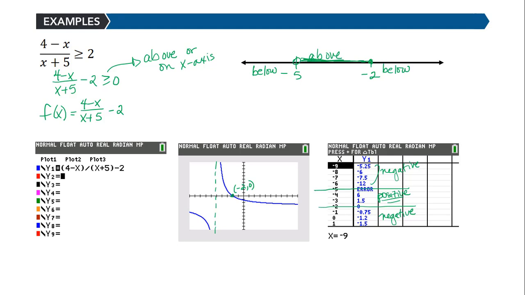Now you can also see on the table that at -5 we get an error message, so hopefully that would remind you that I cannot include the -5 in the solution set. -2 is where we get the y value of 0, so we are permitted to include that since our inequality sign is greater than or equal to 0.